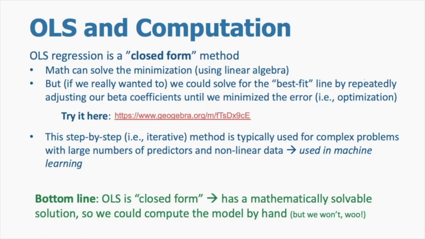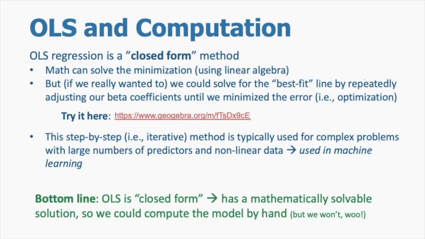But if we really wanted to, we could solve for the best fit line by repeatedly adjusting our beta coefficients until we minimize the error. So we could just try one thing and then try another, and if that was better than our first one, then we would try to find something better than the next one, and we would just do it iteratively until we found the right line. This is a step-by-step or iterative method, and it's typically used for more complex problems. Some form of it is often used in machine learning.